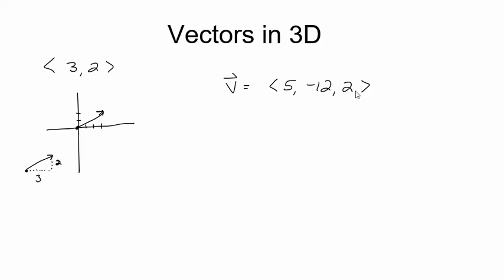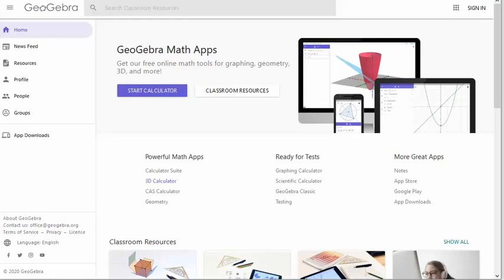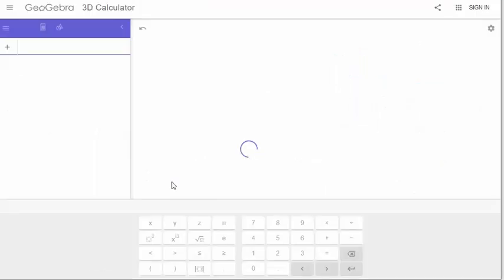But before we do one of those, I want to show you kind of a cool way to work with these and visualize these. A lot of you guys know about Desmos. There's a website called GeoGebra. Here's the spelling here. And if you just go to GeoGebra.org, you'll get this particular page. And I'm going to go to the 3D calculator. 3D calculator right here.